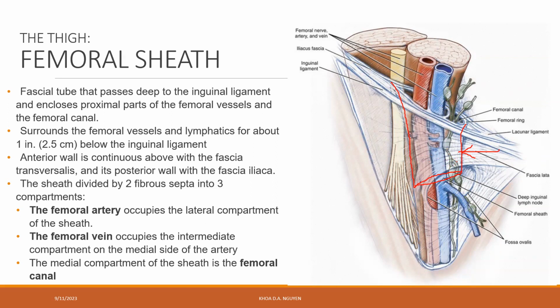Okay, so that's what the femoral sheath is, and there are three main compartments. The femoral artery occupies the lateral compartment, which is this compartment right here, of the femoral sheath. The femoral vein is going to be the one that occupies the middle compartment, right? And then finally, the lymph nodes right here are going to occupy the medial compartment. So there are three compartments.